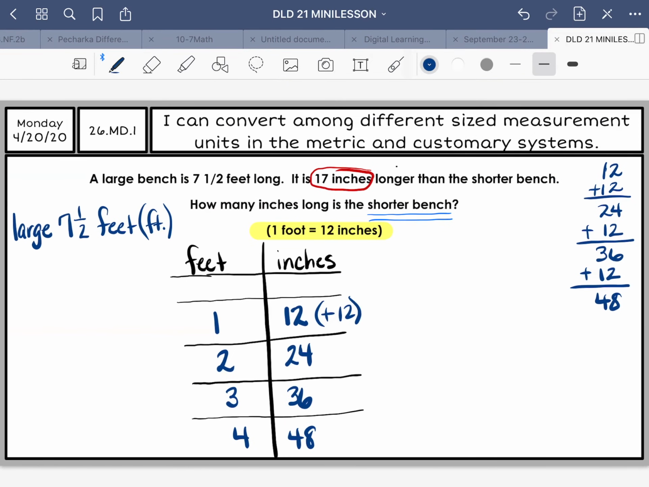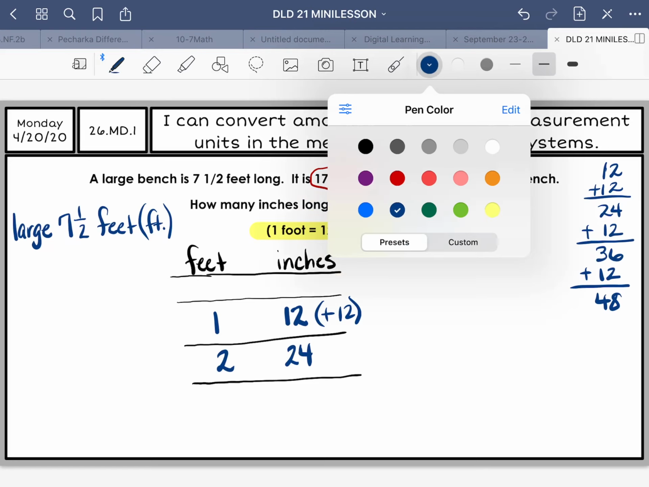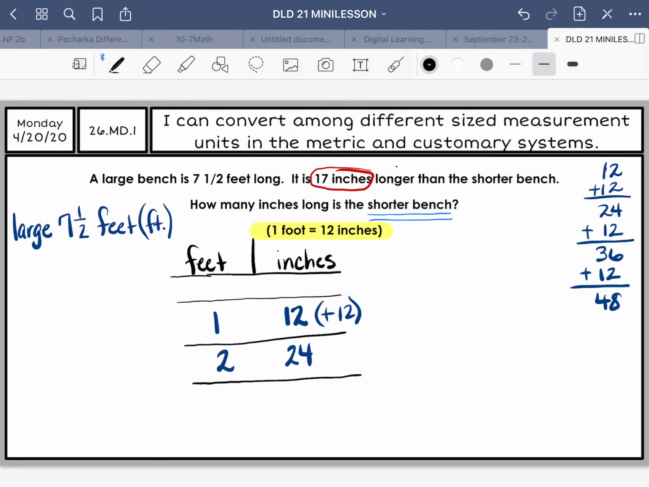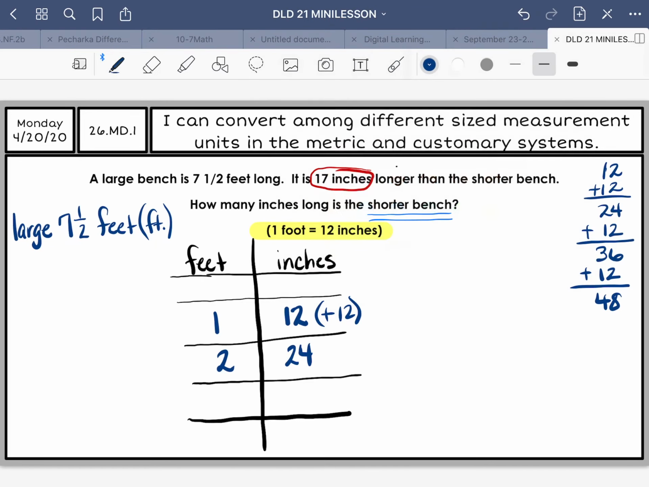Okay, let's go back now. Let's go back to this slide. And I am going to erase this part down here at the bottom. I'm just going to redraw my line real quick for you guys. And we're just going to say, for the sake of argument, that we continued this chart, and down here we know that 7 feet equals 84 inches.